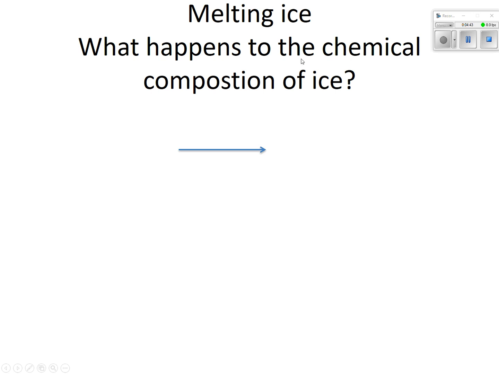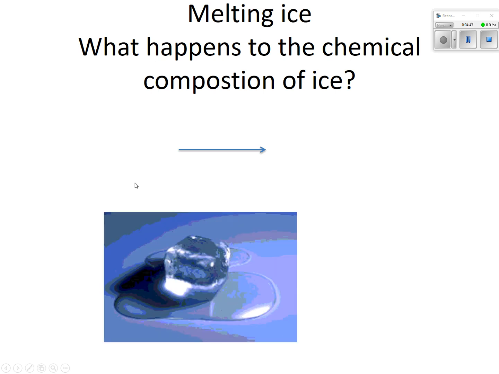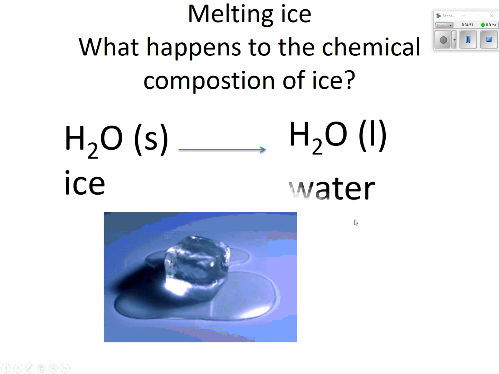And we also melted ice. What happens to the chemical composition of ice when we melt it? Ice is H2O as a solid. If I melt it and it becomes H2O as a liquid, did I change the chemical bonds? Did I make anything new? Nope, it's still H2O. It's just in a different phase. So therefore, is this a chemical or physical change? This change from solid to liquid, melting, would be a physical change.